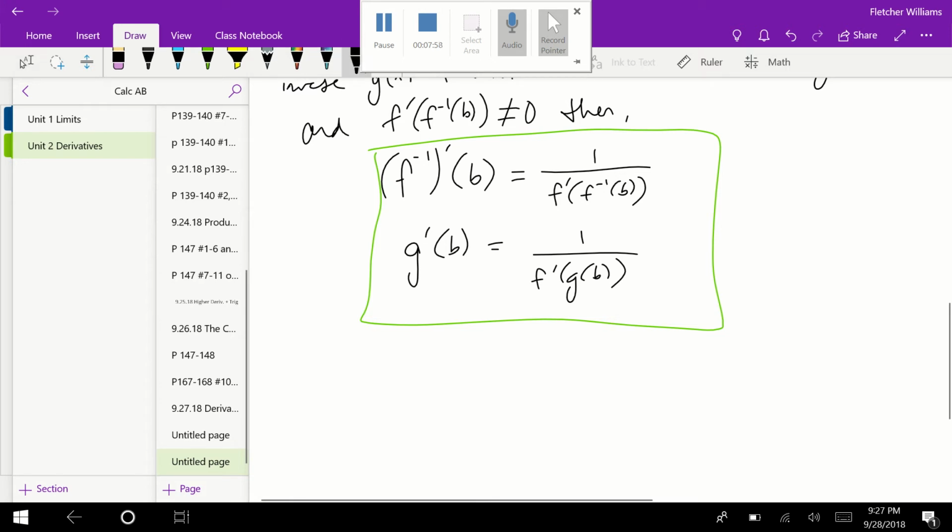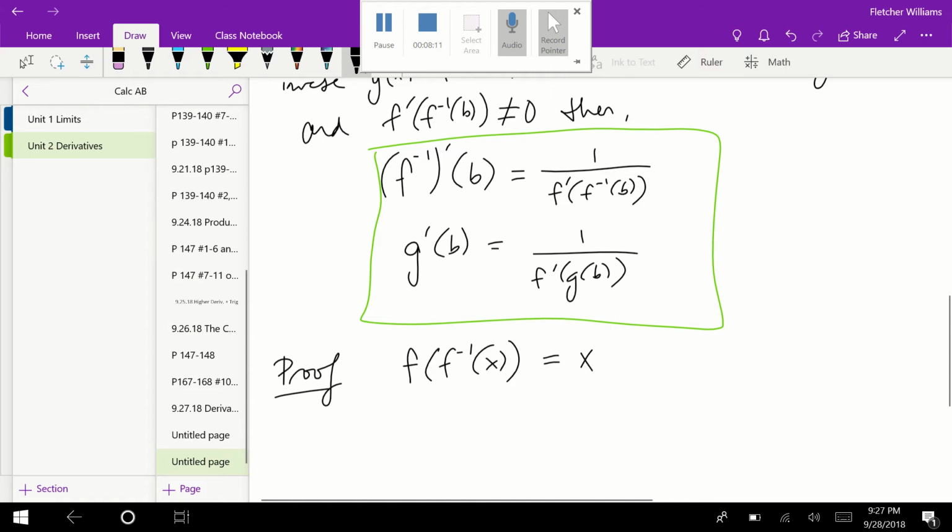You learned a long time ago that if you plug the inverse function into the original function, you just get x. So if you work your way out, x is at the center here. x goes into your inverse, and then what comes out of that goes through the original function, and it comes out the same as it was before, just x.